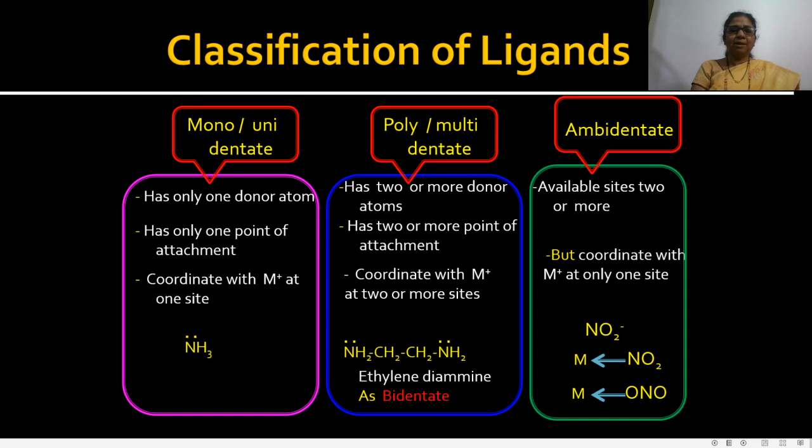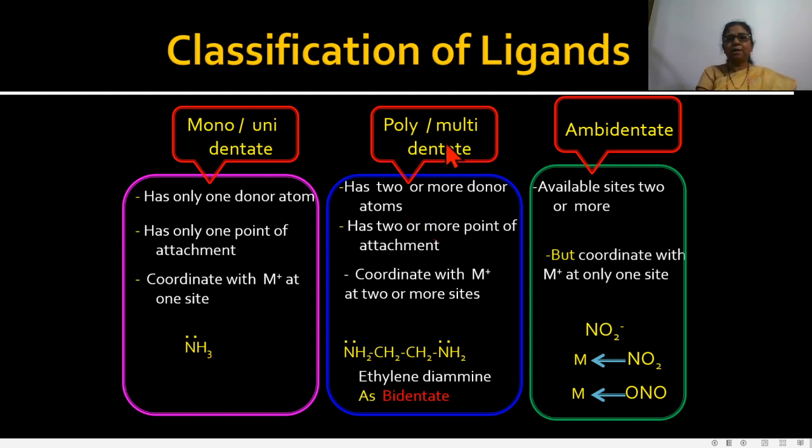It has only one point of attachment and coordinates with the central metal ion at one site. They are coordinated with the central metal atom from one side. For example, the NH3 group, ammonia. The nitrogen atom is the donor atom, having the electron pair which is donated towards the central metal ion. In this type of ligand there is only one donor atom and only one point of attachment. This type of ligand is called a monodentate ligand.